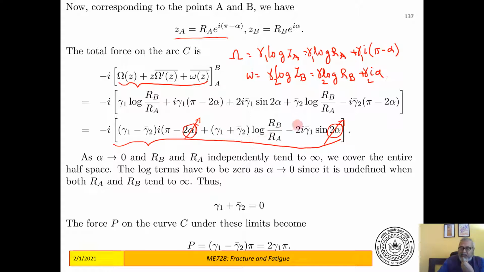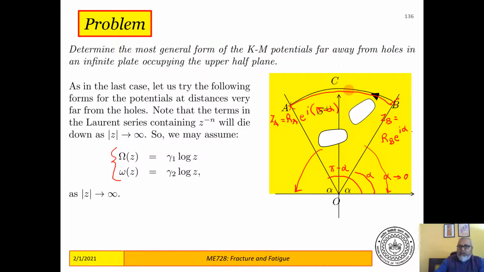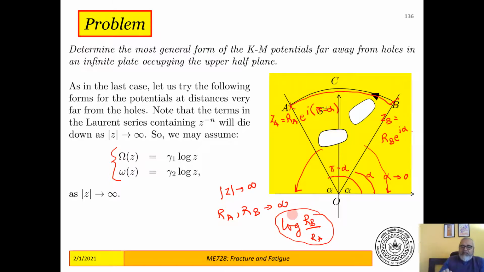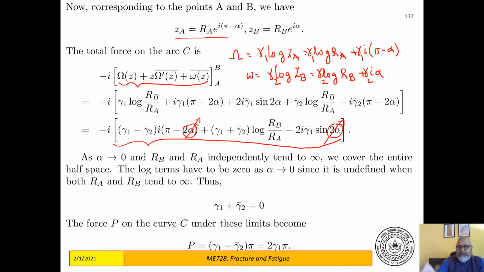so this log RB by RA term cannot be here in this expression. The reason for that is I am trying to figure out what is the form of the potentials very far away from the holes. That means as mod Z tends to infinity, which means that both RA and RB tend to infinity. When RA and RB both tend to infinity, log RB by RA is not defined, it is infinity by infinity. That's something that is not defined, and therefore I cannot have this term in this expression. So which means that gamma 1 plus gamma 2 bar has to be equal to 0, because this term cannot be there.